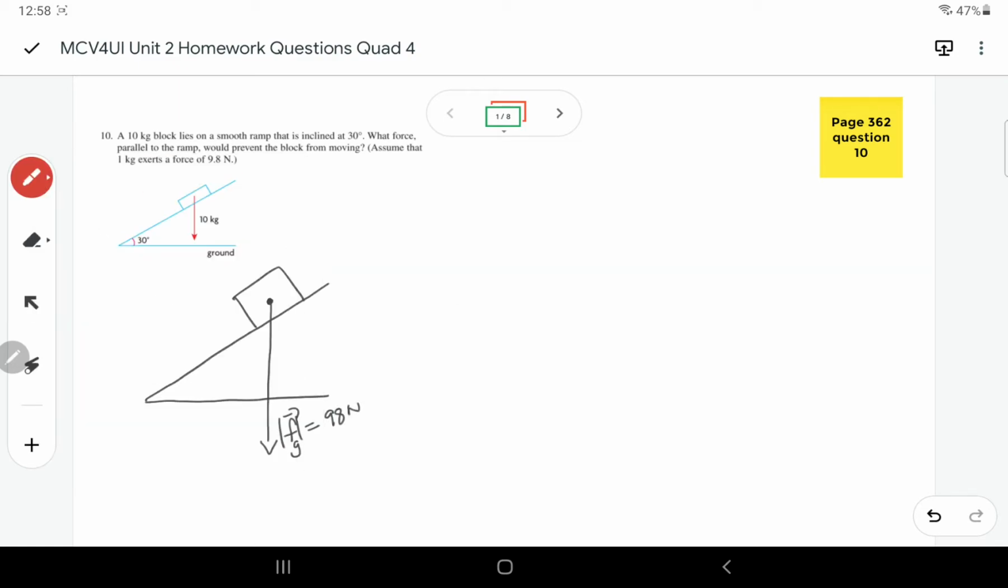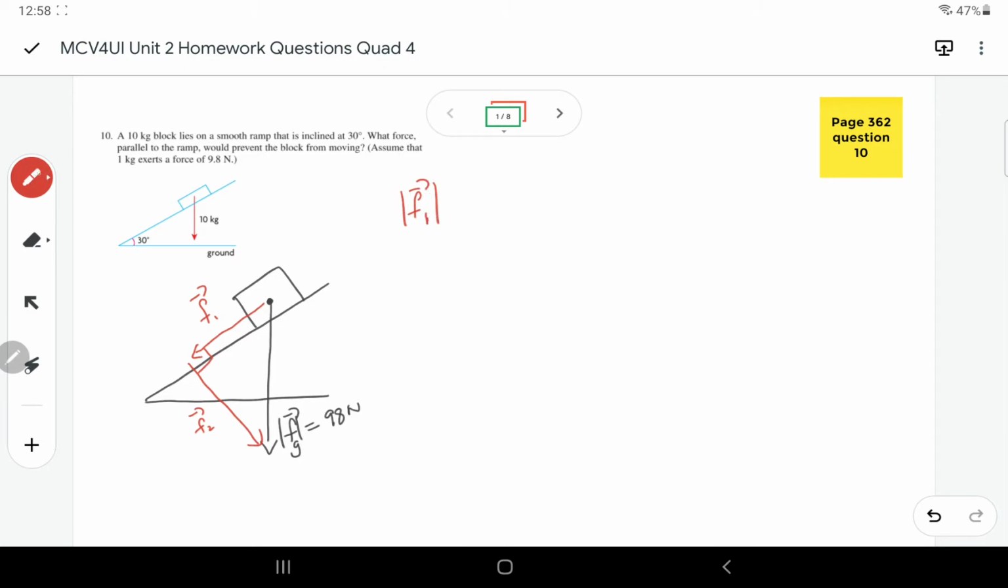And we're going to have two forces that are acting at a 90-degree angle. One is parallel to the ramp and one's perpendicular. So those forces represent how much of the force of gravity is working parallel to the ramp and how much is working perpendicular. So what we want to find is the magnitude of force 1.